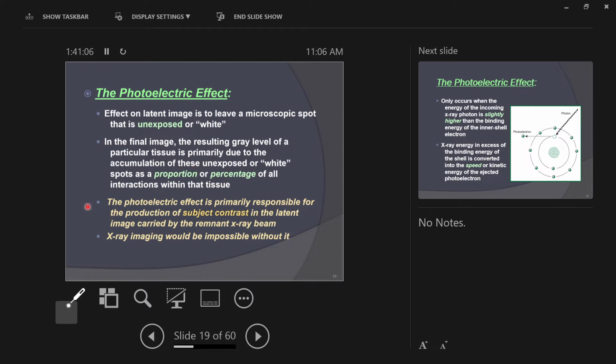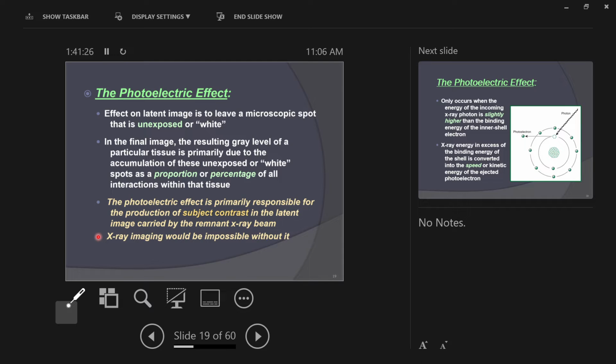So let's read what's down here. The photoelectric effect is primarily responsible for the production of subject contrast in the latent image carried by the remnant beam, and we couldn't make X-rays if this didn't happen. Okay, so the fact that this happens is important to make X-rays, but we also have to keep in mind that using X-rays is potentially harmful to the body.